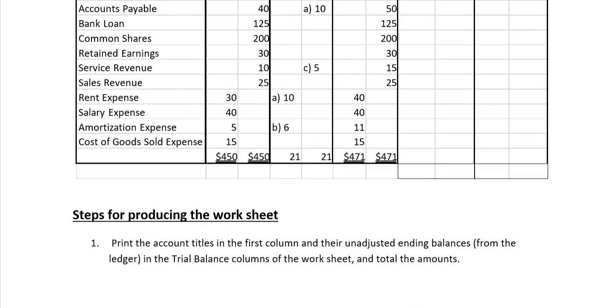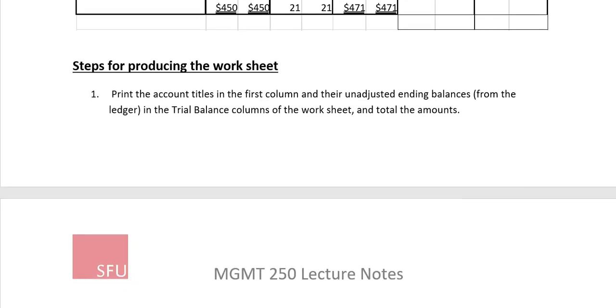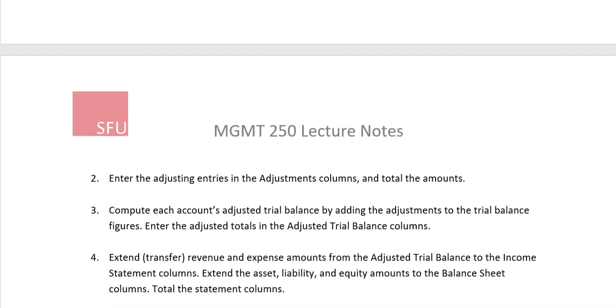So this is a process to producing the worksheet, and we'll go through these steps. We start by printing the account titles in the first column and the unadjusted ending balances from the ledger in the trial balance column of the worksheet. We add straight down and we total both the debit and credit columns, and we hope that they are equal.